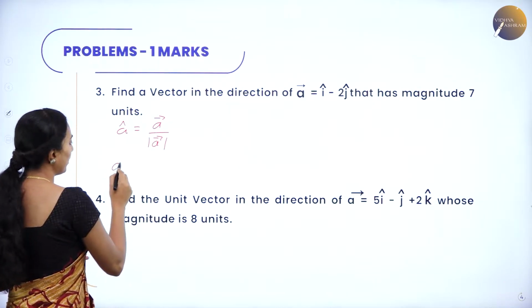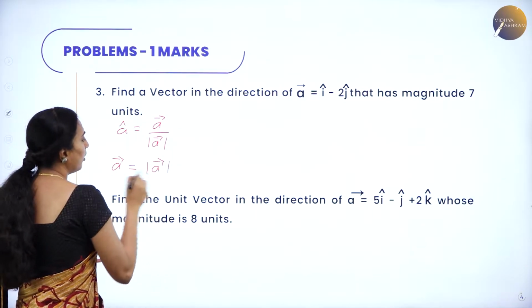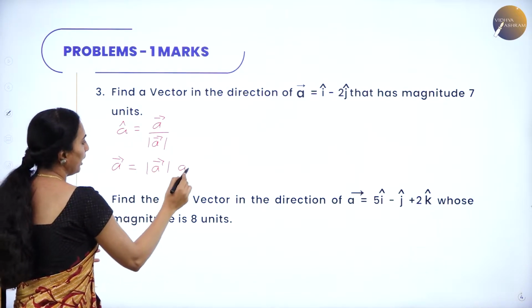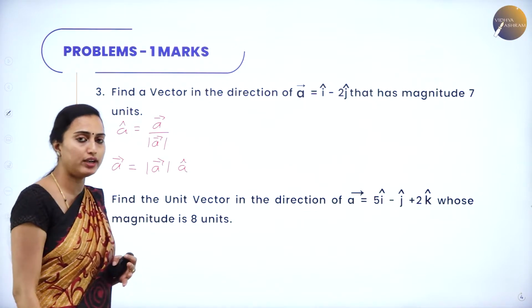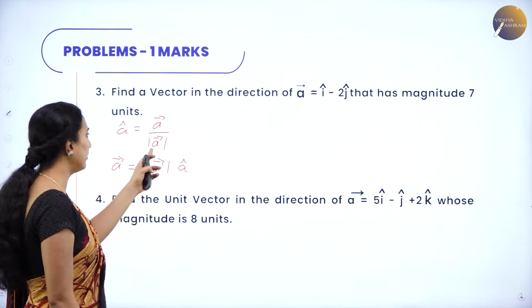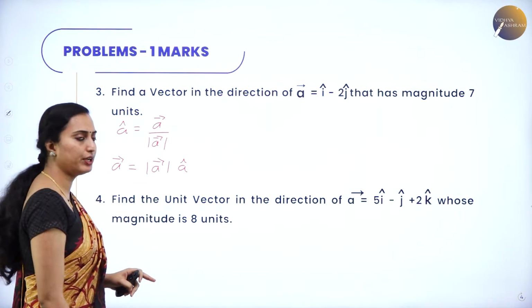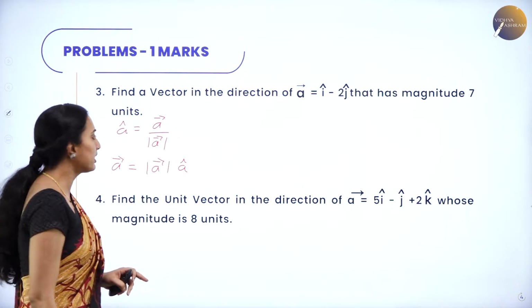So therefore you can write a vector is equal to modulus of a vector or magnitude of a vector into a cap, correct? But you know already how to find out the a cap. A cap can be found out by a vector divided by magnitude of a vector. Now let us substitute here. Magnitude of a vector is nothing but the 7 units.